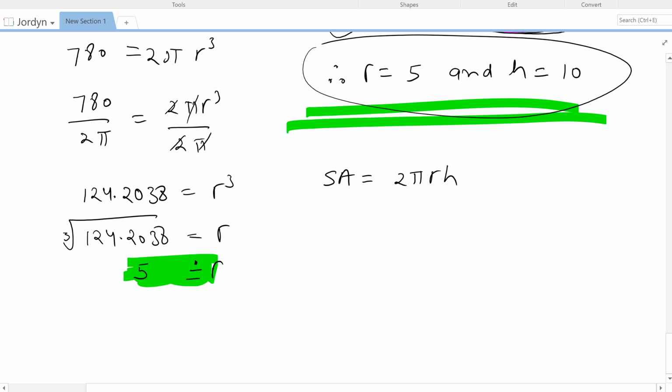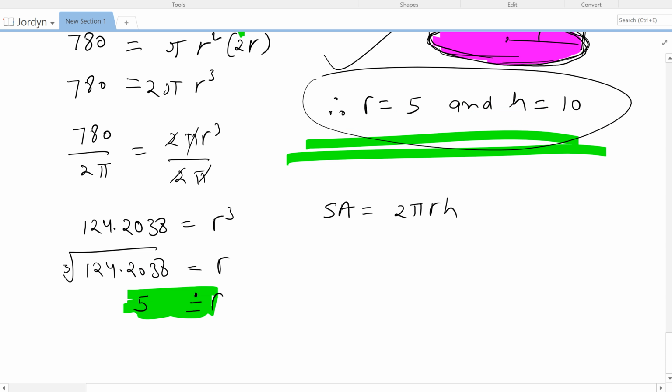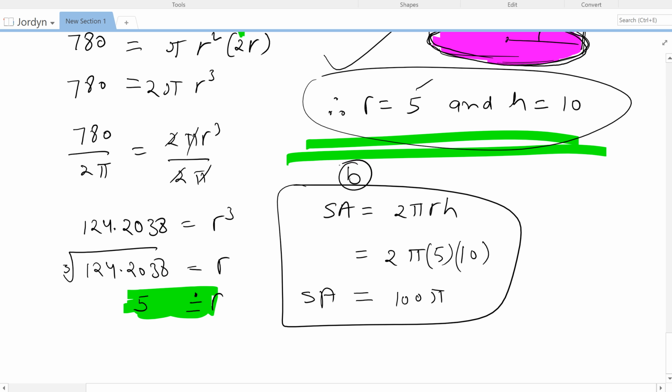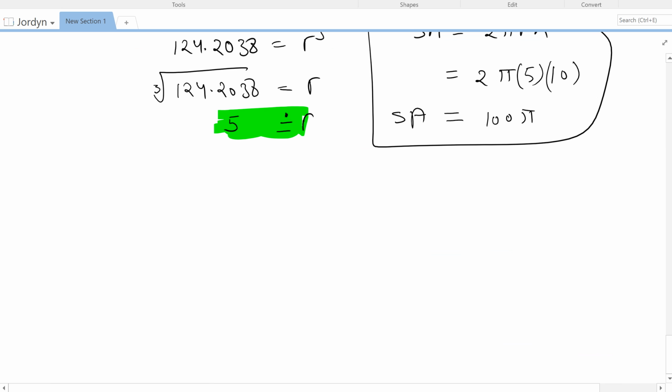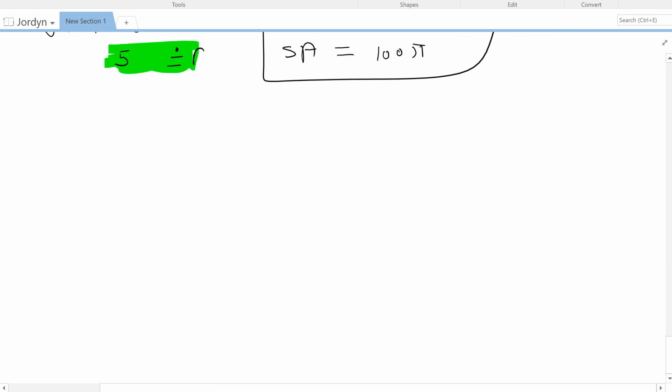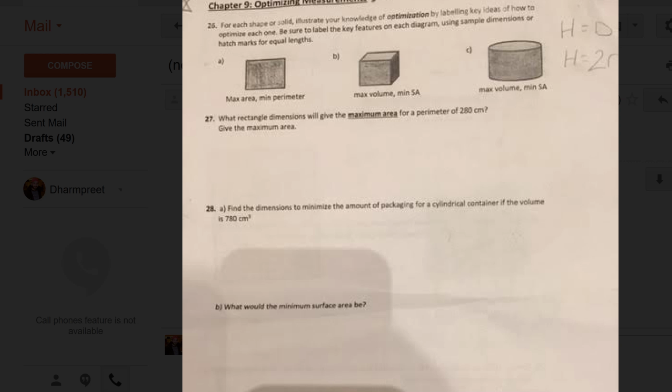So surface area is circumference multiplied by h. That's the circumference of a circle times h. Now we substitute both of the values. 2 pi r, r is 5 and h is 10, and we just solve it. 5 times 2 is 10, 10 times 10 is 100. 100 pi is the surface area. That is the b part, and that was the part that we just did there. Good?